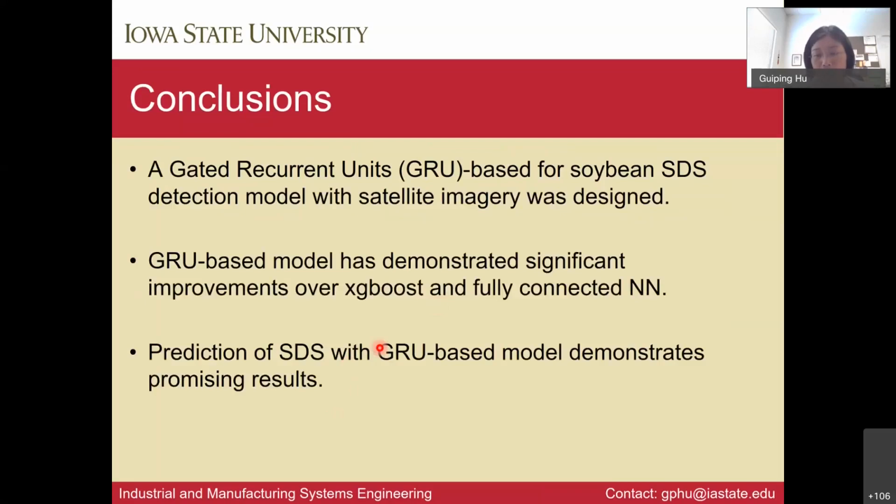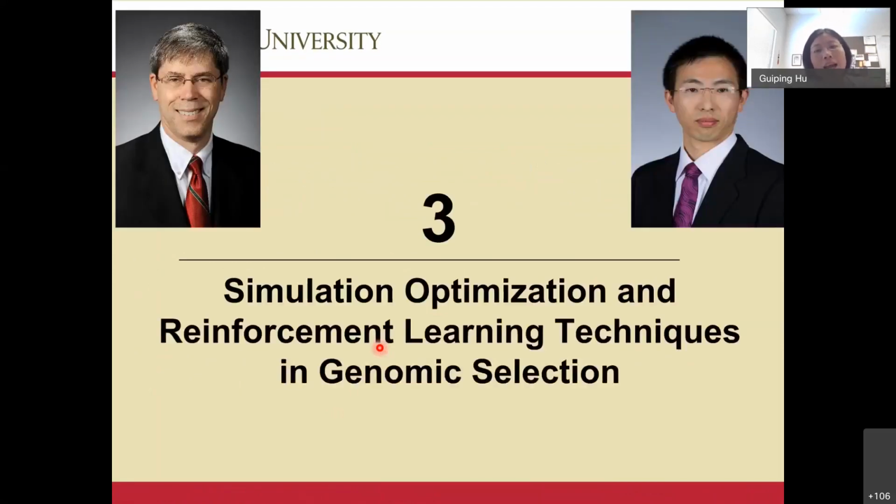Okay, so the last category of models I want to talk about is a collaboration with Pat Schnabel and Li Zhiwang. This work is probably more closely related to plant breeding. What we did was simulation optimization and reinforcement learning techniques in genomic selection, and I will elaborate on that in the next few slides.